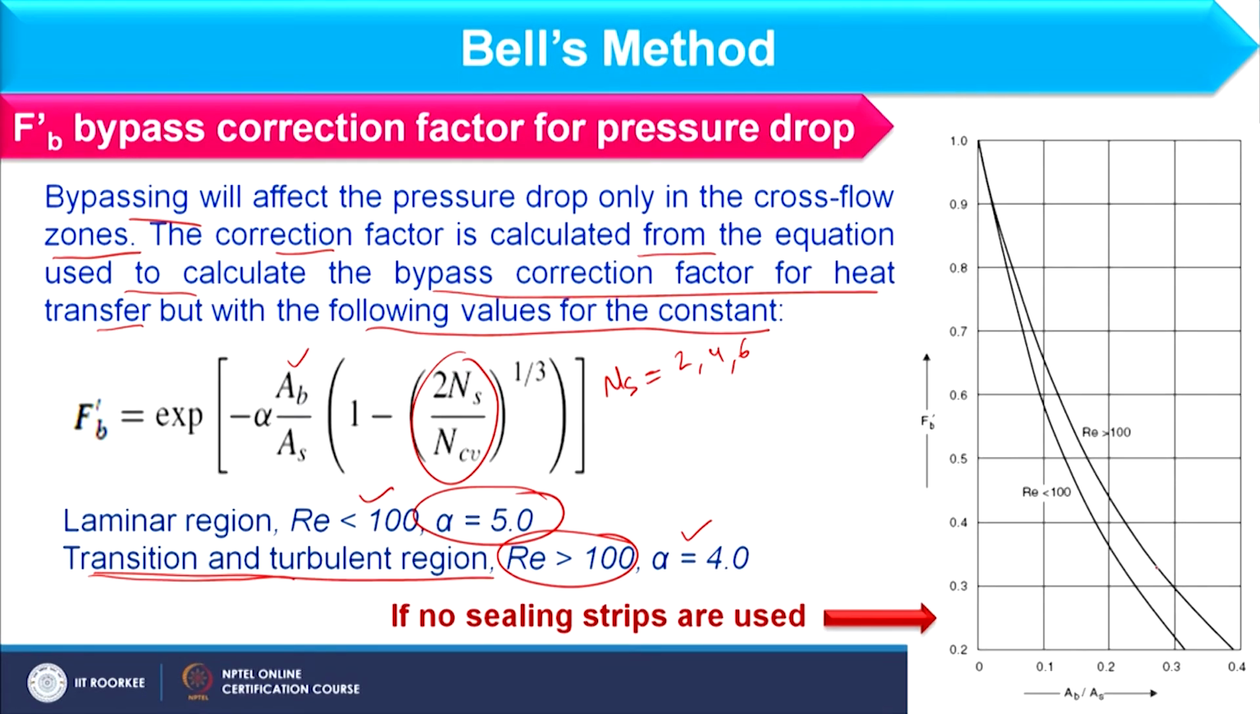Though this graph looks similar to the one you considered in the heat transfer coefficient calculation when you used FB, here you should understand it is FB dash, so the value must be different. Depending upon the AB and AS values, you can find out the FB dash value in whatever region the flow is occurring. So, in this way you can find out the bypass correction factor for pressure drop, okay.